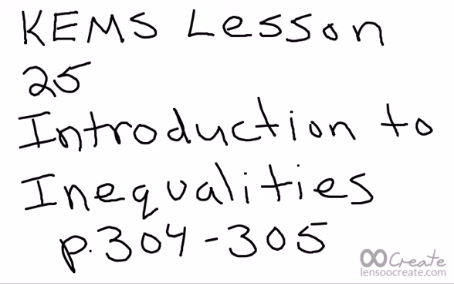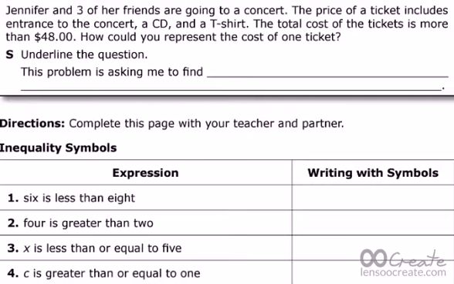Now, let's take a look at page 304 so that we can read the word problem for this lesson. The word problem in this lesson reads, Jennifer and 3 of her friends are going to a concert. The price of a ticket includes the entrance to the concert, a CD, and a t-shirt. The total cost of the ticket is more than $48. How could you represent the cost of one ticket?